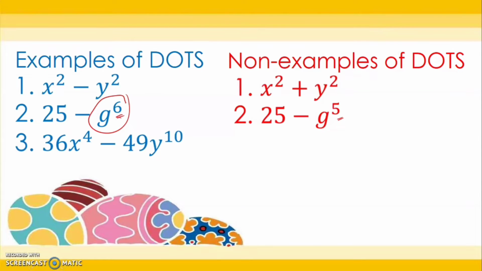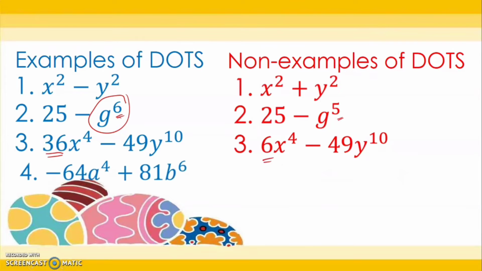Let's have the third pair of polynomials. We have 36x raised to 4 minus 49y raised to 10 and 6x raised to 4 minus 49y raised to 10. So the difference between the two polynomials is the numerical coefficient of the first term. As you can see, we have here 36 and for the second polynomial we have 6. So what makes the first polynomial an example of DOTS is that 36 is a perfect square, while 6 is not. Therefore, 36x raised to 4 minus 49y raised to 10 is an example of DOTS, while the other polynomial is not an example of DOTS.